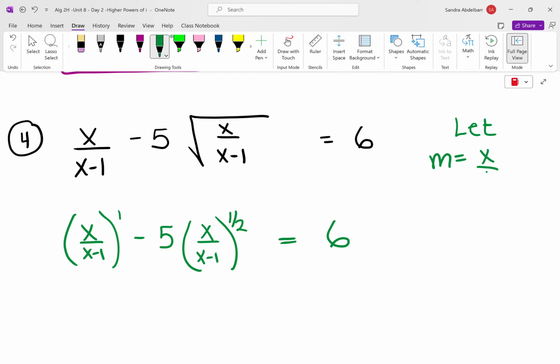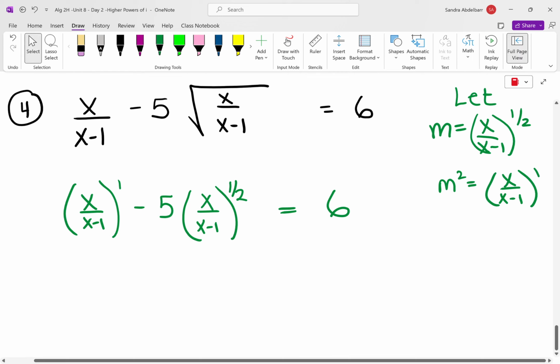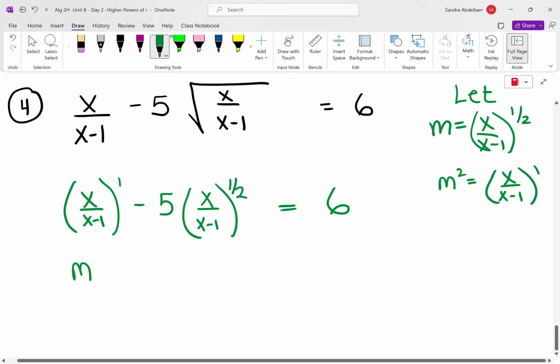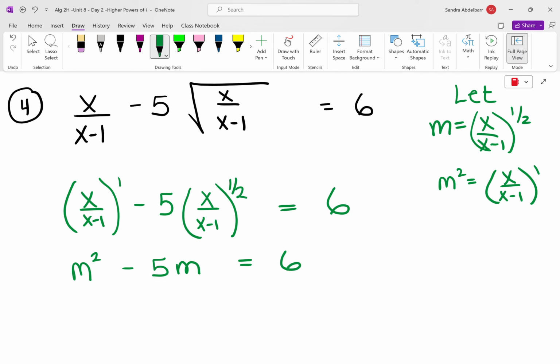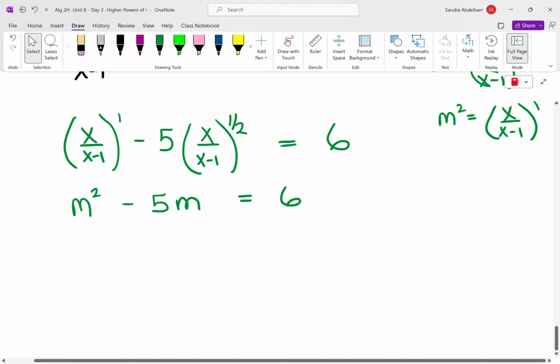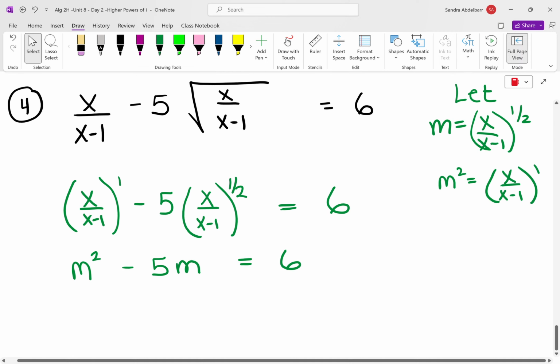I'm going to use substitution. So I'm going to let m equal x over x minus 1, that quantity raised to the half. So if m is that quantity raised to the half, then m squared is that quantity raised to the first. Do we all agree with that? So now when we use substitution, we're going to have m squared minus 5m equals 6. Doesn't look so intimidating anymore, does it?